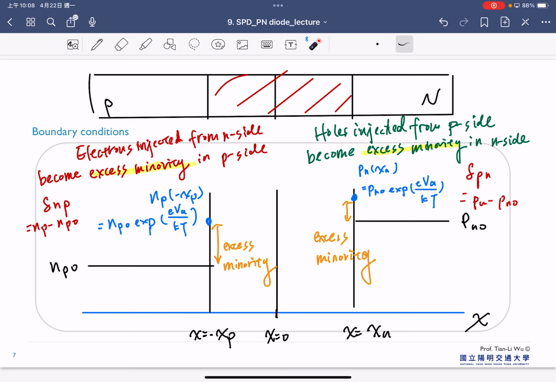This analysis is actually pretty useful because you will face the same analysis again when we deal with the bipolar junction transistor, like a PNP or NPN, because we also have to discuss again the minority carrier injection from one region reaching another side and becoming the excess carrier.